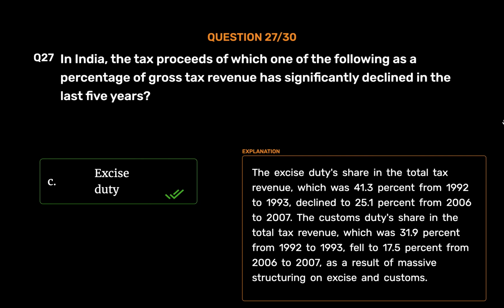The excise duty's share in the total tax revenue, which was 41.3% from 1992 to 1993, declined to 25.1% from 2006 to 2007. The customs duty's share in the total tax revenue, which was 31.9% from 1992 to 1993, fell to 17.5% from 2006 to 2007, as a result of massive restructuring on excise and customs.